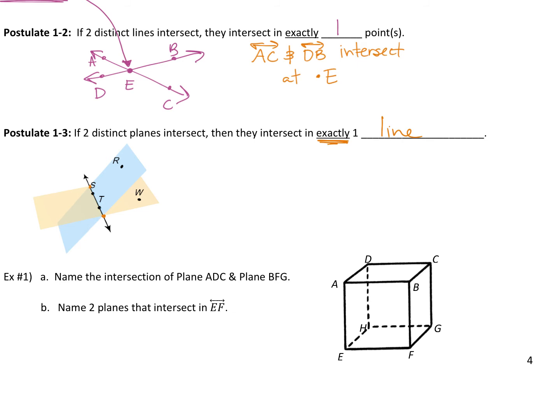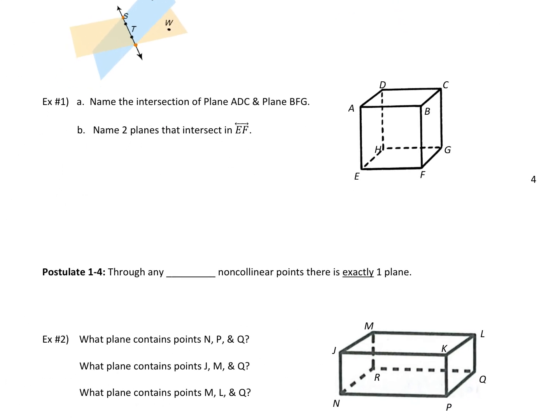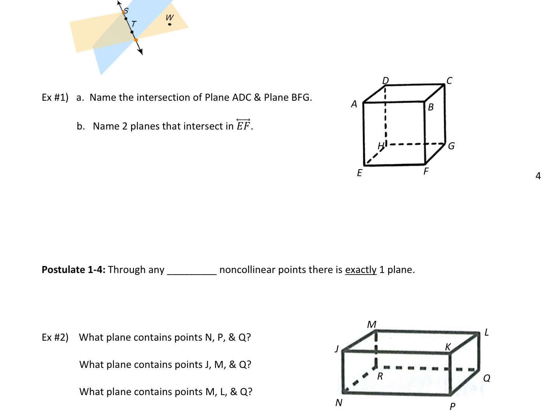Questions on that? Okay, then I want you to turn and talk to someone near you. Find somebody. Don't be bashful. Those of you that have people to work with, find someone who doesn't have someone to work with and invite them in. I want you to see if you can figure out where plane ADC and plane BFG intersect. What type of thing is your answer going to be? A line. So you're looking for a line. What line do these meet at?